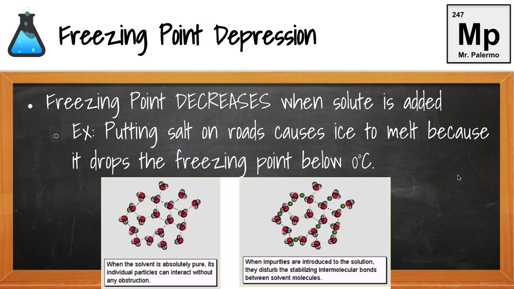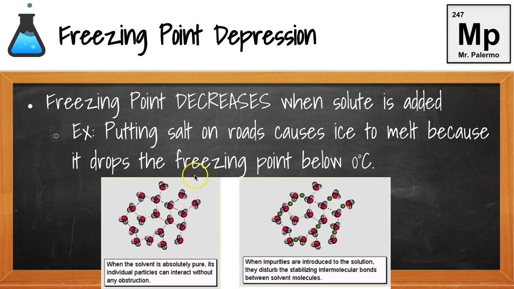The next colligative property we're going to look at is something called freezing point depression. And the word depress means to decrease. So when we add a solute to water, it's actually going to decrease the freezing point. And so an example we talked about in class in our lab is putting salt on roads causes the ice to melt. And it does that because it lowers the freezing point. It depresses the freezing point below 0 degrees Celsius. And since it's not 0 degrees Celsius out, it is going to melt.